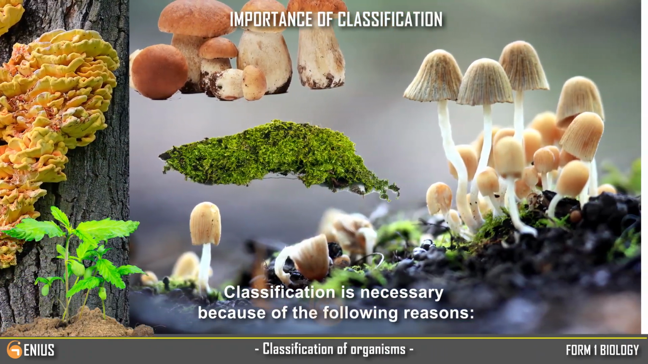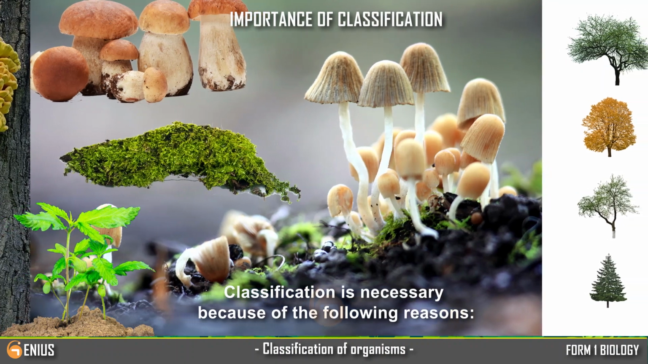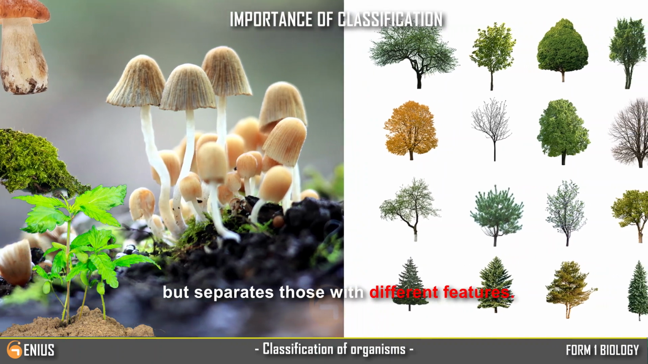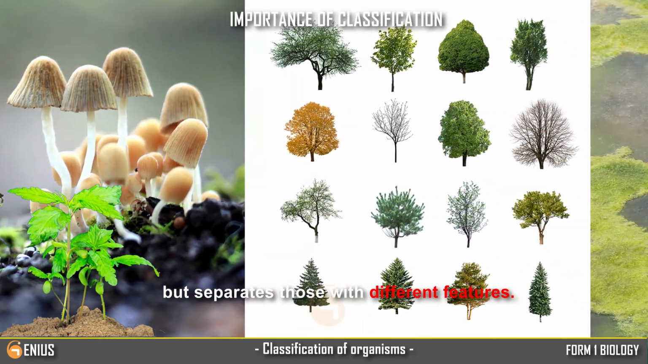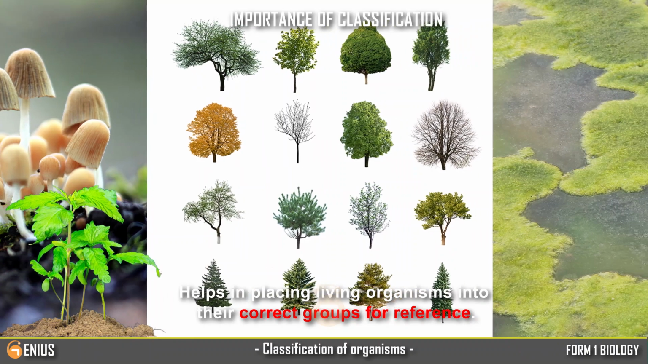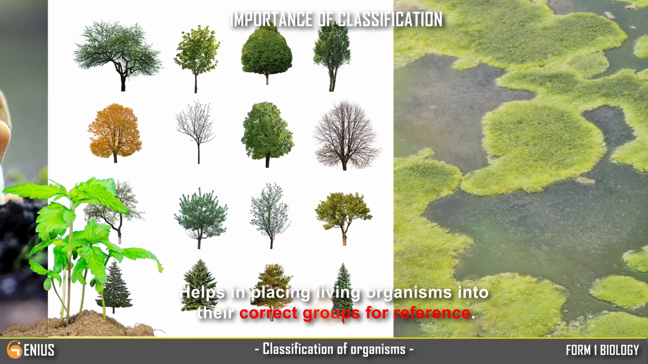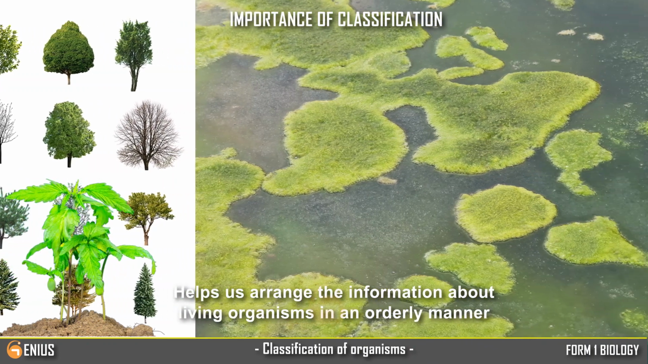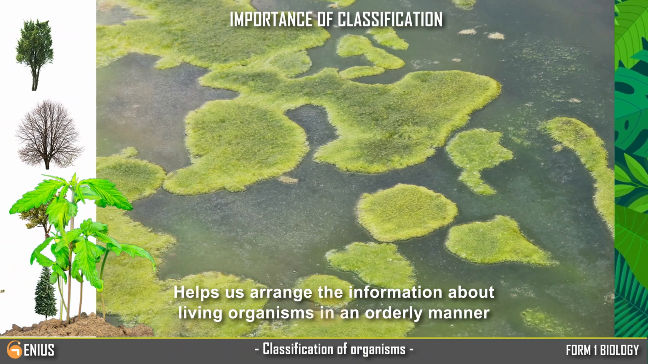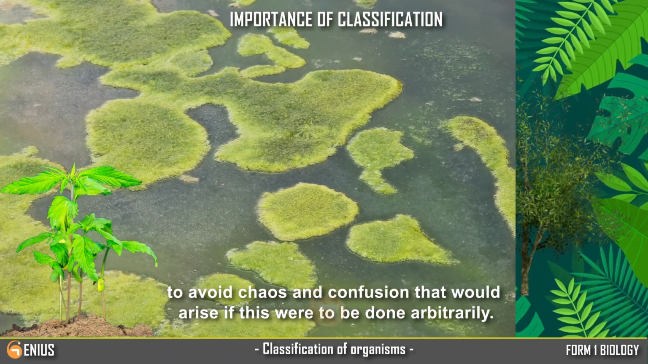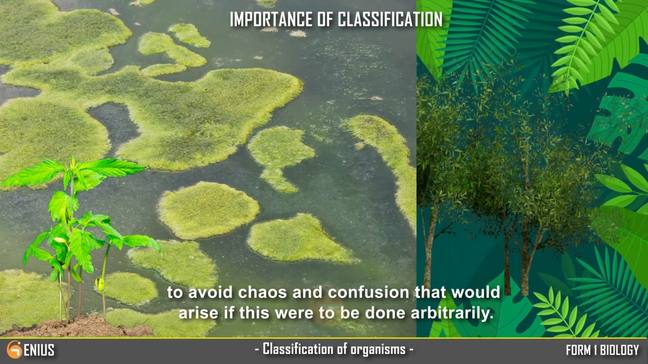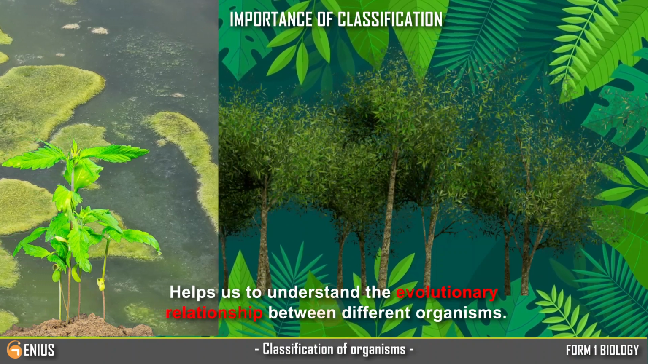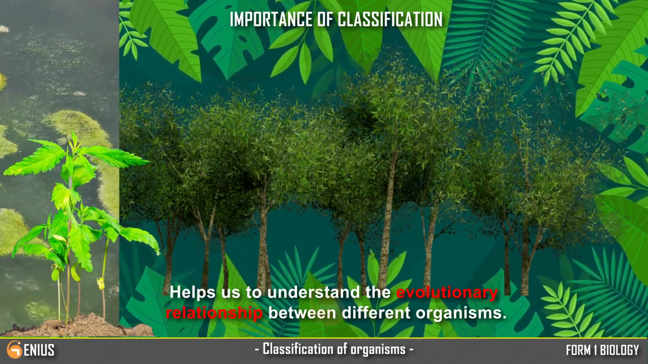Classification is necessary because of the following reasons. Grouping brings together living organisms with similar characteristics but separates those with different features. It helps in placing living organisms into their correct groups for reference. Classification helps us arrange the information about living organisms in an orderly manner to avoid chaos and confusion that would arise if this were to be done arbitrarily. It also helps us to understand the evolutionary relationship between different organisms.